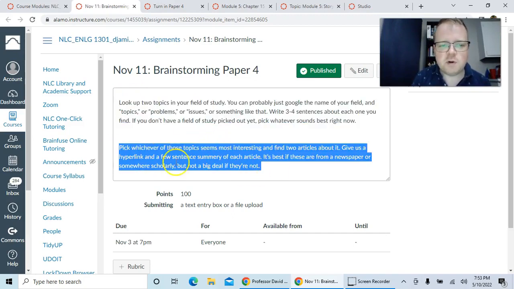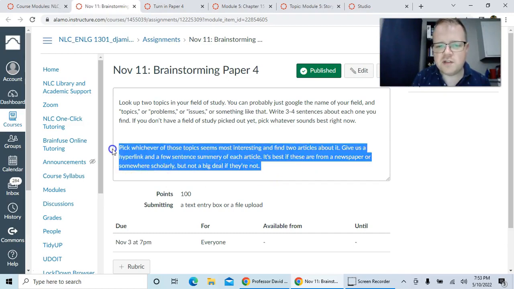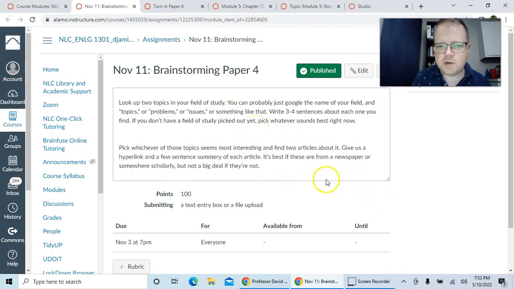Okay, so for the next part, pick whichever of those 2 topics seems most interesting and find 2 articles about it. Give us hyperlinks to the articles and a few sentence summaries of each of the articles. It's best if these are from a newspaper or something scholarly, but it's not a big deal if they're not. For right now, you're just finding these on Google. You're not going to be using the library resources quite yet. That comes in the next part.